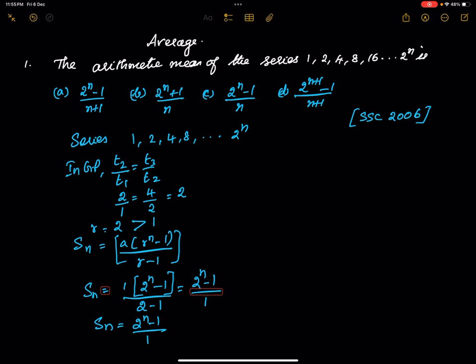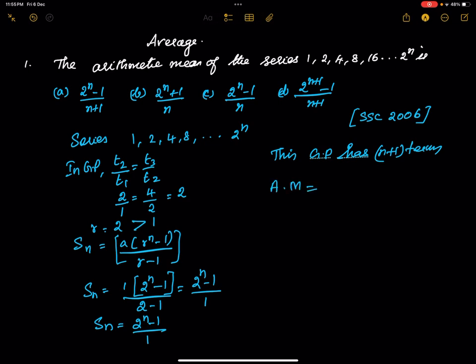But what is the arithmetic mean? That is the sum of observations by the number of observations. See, this is the geometric series. The geometric progression starts from 1 and it has n plus 1 terms. So, this GP has n plus 1 terms. N plus 1 terms. So, what is the arithmetic mean?